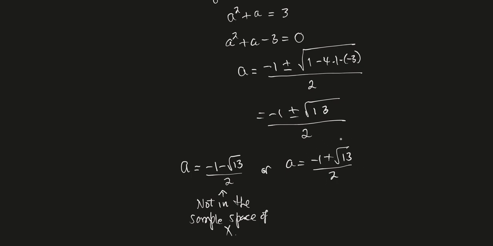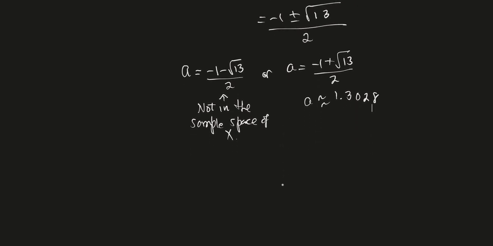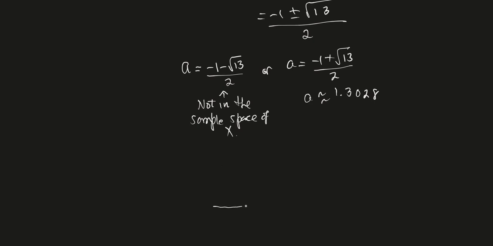So this would have to be our 50th percentile or our median, and then it better be a number between 0 and 2, otherwise we would have messed up in our algebra. But this is a value between 0 and 2, it ends up being 1.3028 roughly, right?